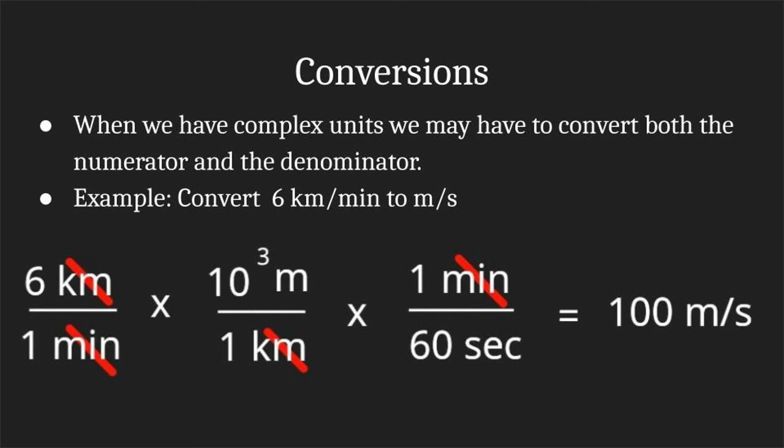Now, for our second conversion factor, we need to convert minutes to seconds. So we have minutes on the bottom, so to get it to cancel out, we're going to have to put minutes up top. And then we would have to know how many seconds are in a minute, which there are 60 seconds in a minute. So our second conversion factor is 1 minute and 60 seconds. And multiplying through, we get that 6 kilometers per minute is equal to 100 meters per second.